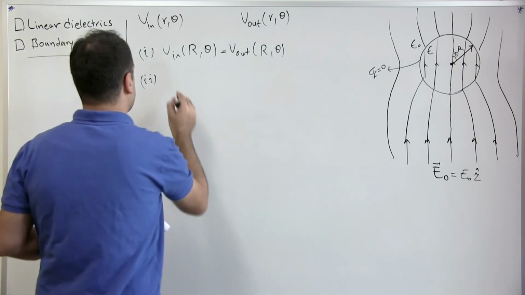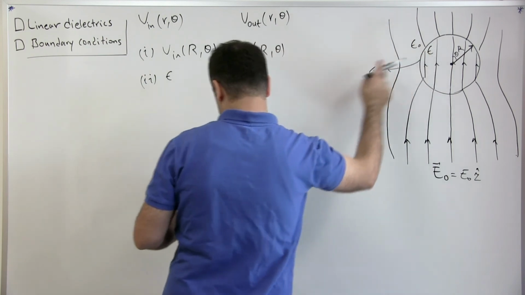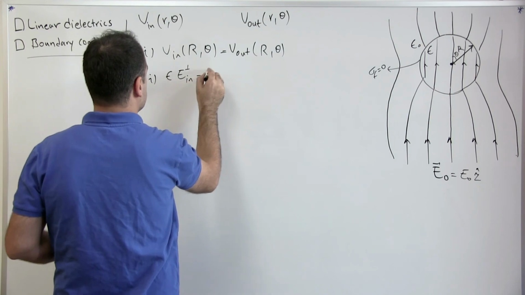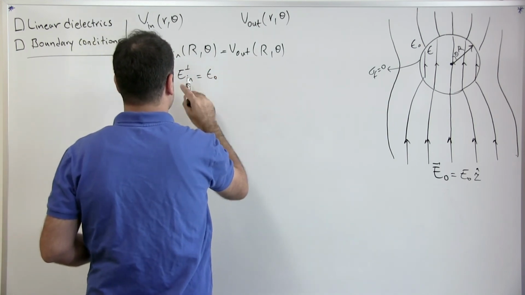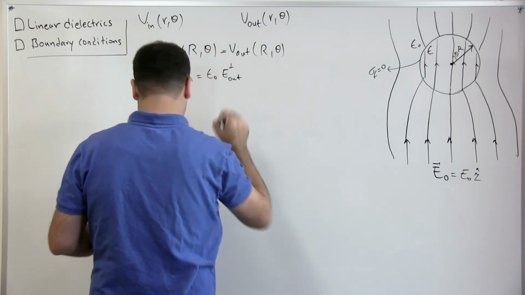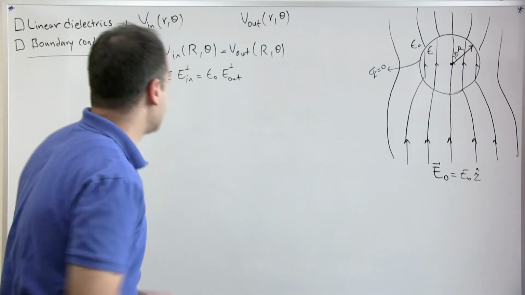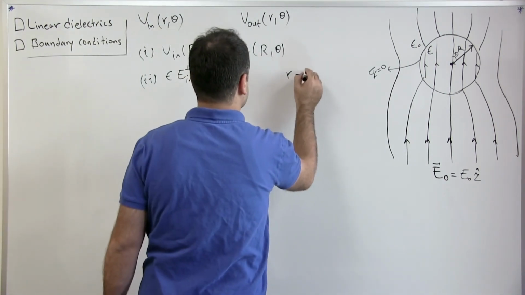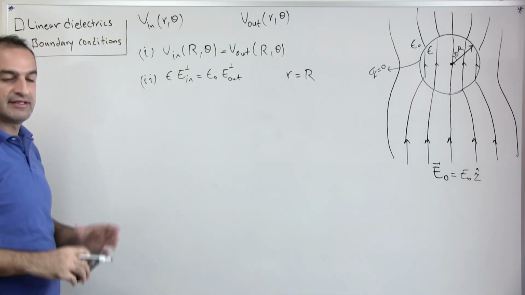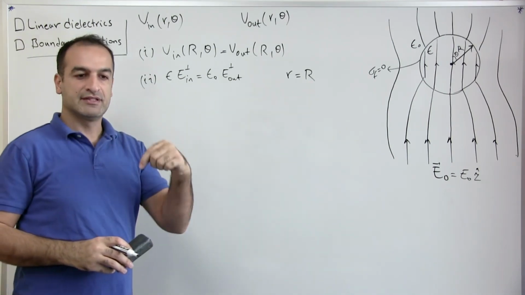An equation for that is epsilon, which refers to the permittivity inside, times E perpendicular inside, should be equal to epsilon naught times E perpendicular outside. And this happens right at the boundary where r is equal to R. Okay, so what is E perpendicular inside? We can write that in terms of the derivative of the potential with respect to radius.